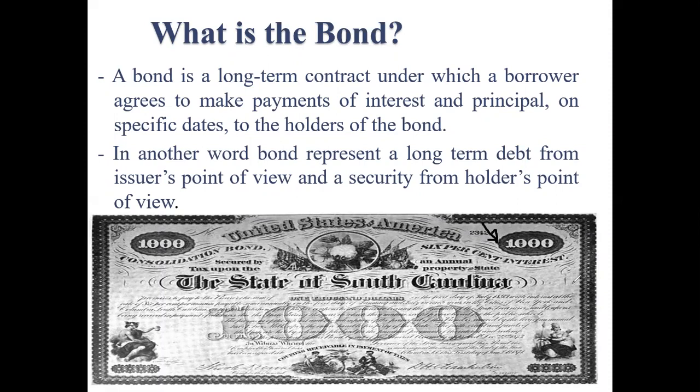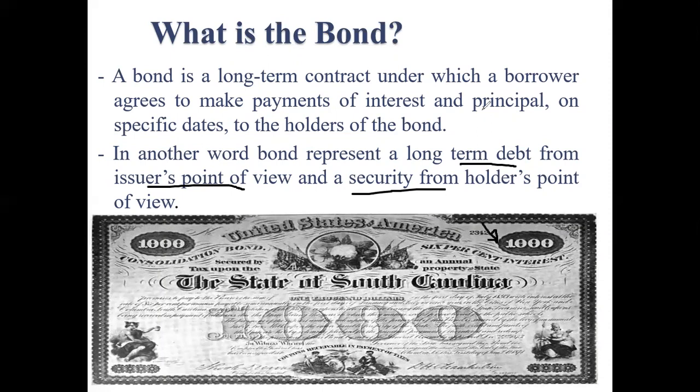So if I need 1 million, I will multiply it by 1,000 times 1,000, so I will have the million. In other words, a bond represents a long-term debt. It is, as we said before, a debt instrument. From the issuer's point of view, it's a debt. I'm financing my deficit. And it is a security for the holder.